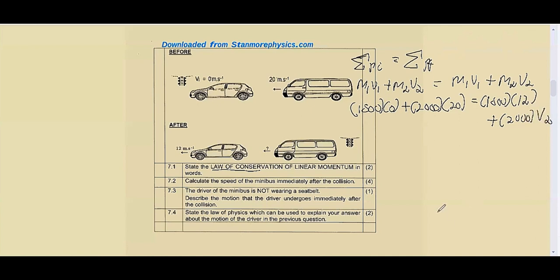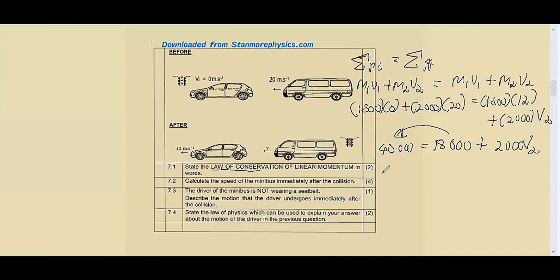Then we are looking for the velocity V2. Now, if we punch all this in our calculator, obviously here we're going to get 40,000. Then 1,005 multiplied by 12, that's 18,000. Then we have plus 2,000 V2. Now we can take this 18,000 over to the side. So that's 40,000 minus 18,000.